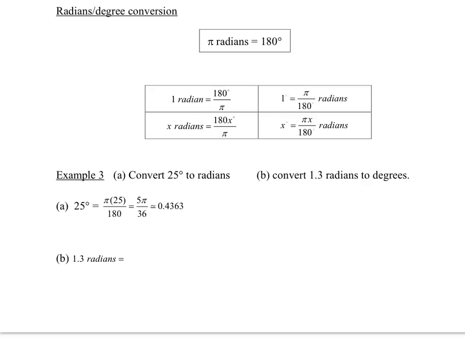Now, if you want to convert 1.3 radians into degrees, just plug it into this equation here. In this case, that would be 180 times 1.3 divided by pi, and then you can do that calculation. It will give you 74.48 degrees.